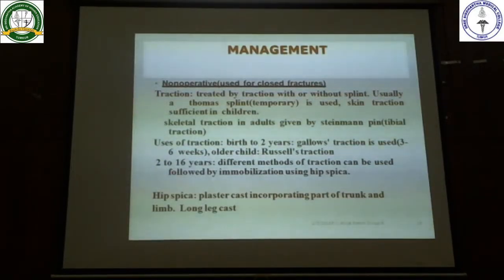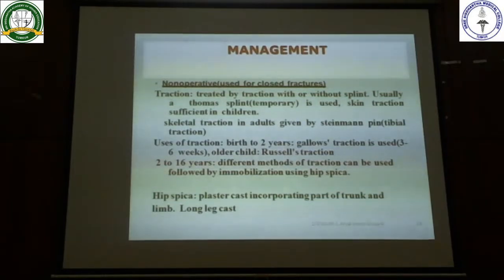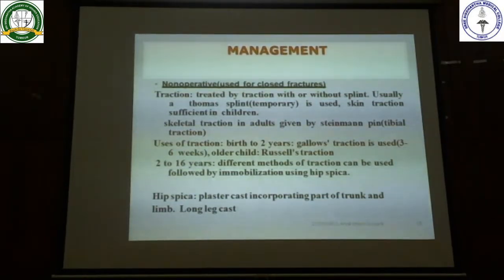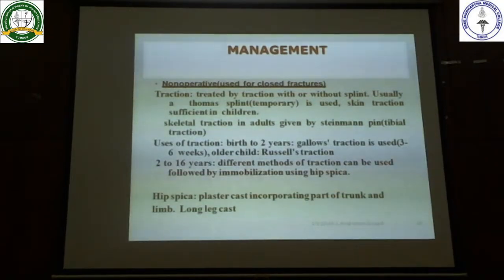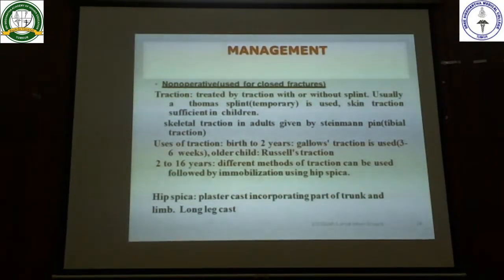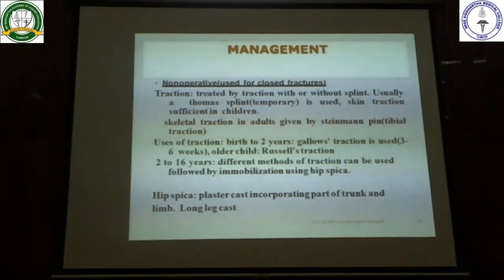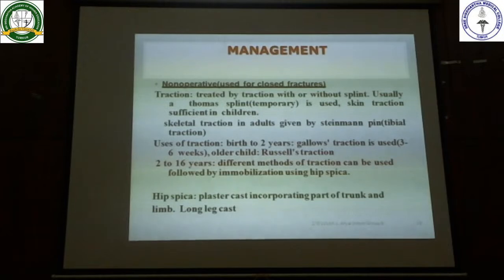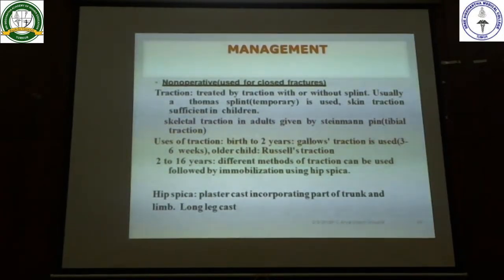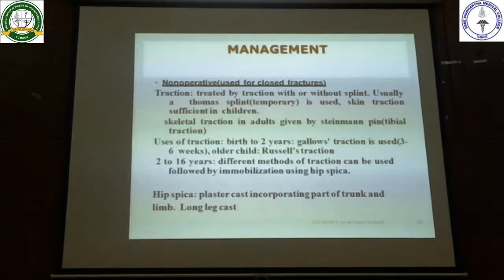Hip spica is something made out of casting material that is used to treat a variety of conditions in orthopedics, congenital deformities and all those things. You might have read about DDH, developmental dysplasia of hip, and a lot of other congenital deformities as well as traumatic injuries. All those things can be treated in children using a hip spica. So I think you may have seen it somewhere.